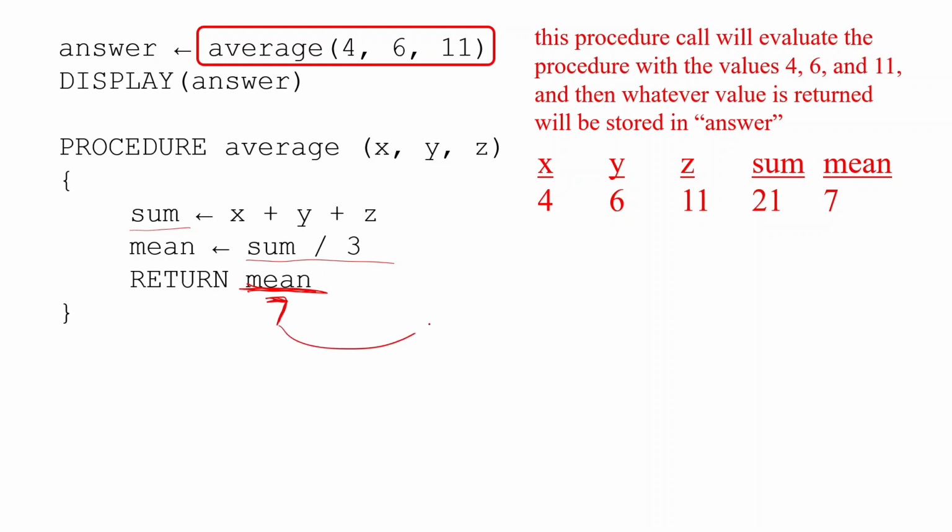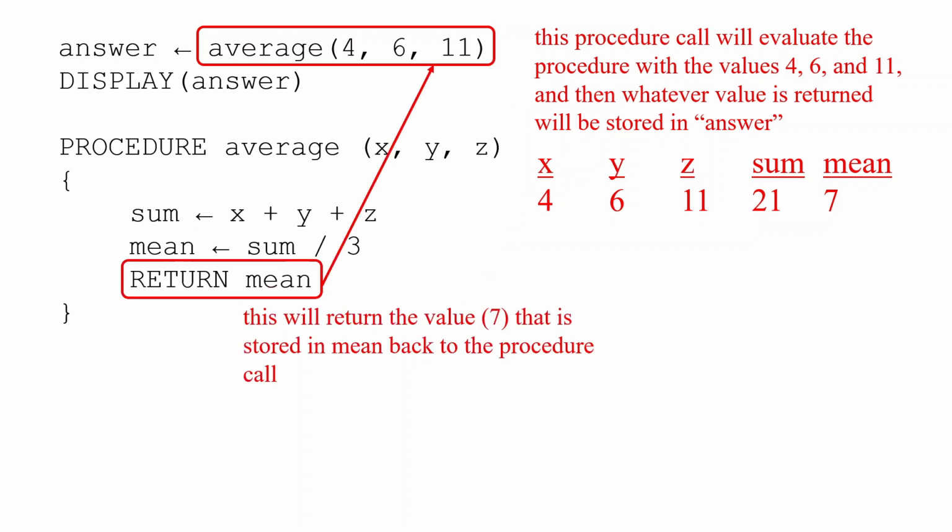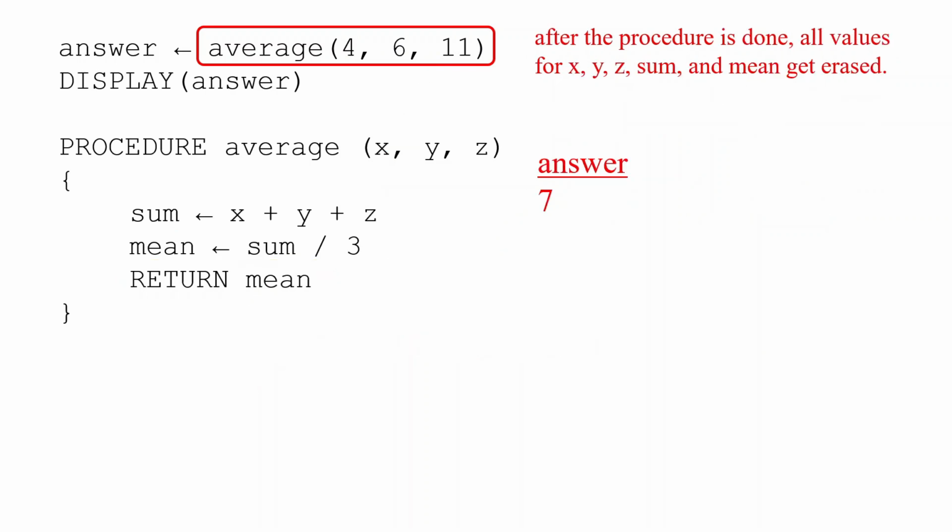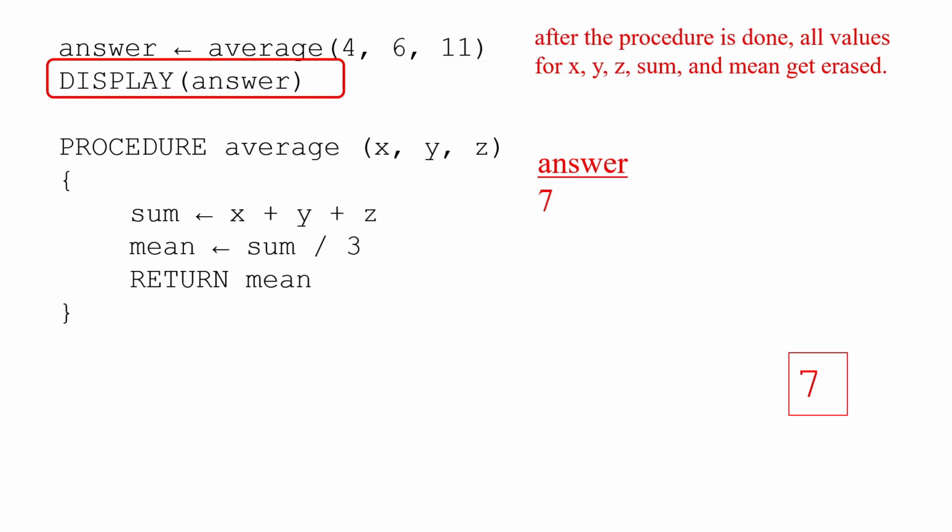So I return that value of 7 back up to my procedure call, which means that 7 is going to get stored in answer. Okay. Now that procedure is done, all the values that I used for those variables inside the procedure get erased. Okay. And then I display answer, and the answer was 7.